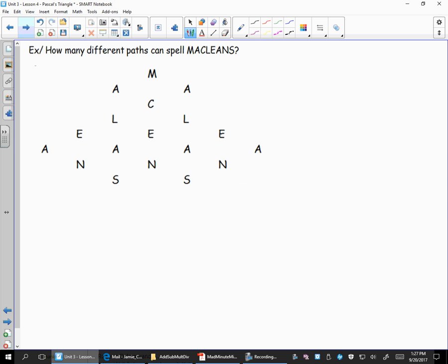So let's try one. I want to spell the word McLean's, and I have to do it in word order. So what can I do? I can start McLean's with one path, 1, 1. These together make a total of 2. Well, to get to the next L, I have to go from a previous C. So I got 2 here and 2 here, which makes these 2's because I'm now following my previous paths.